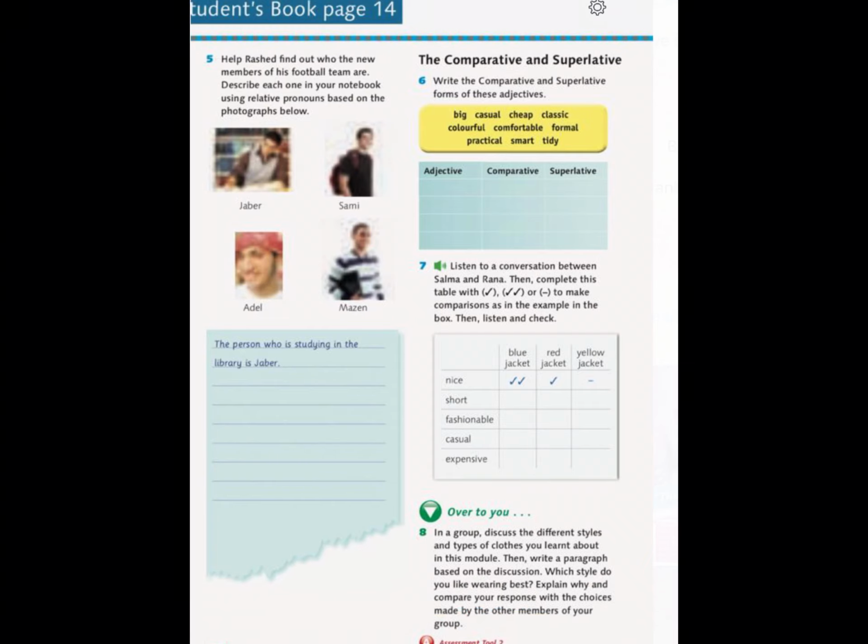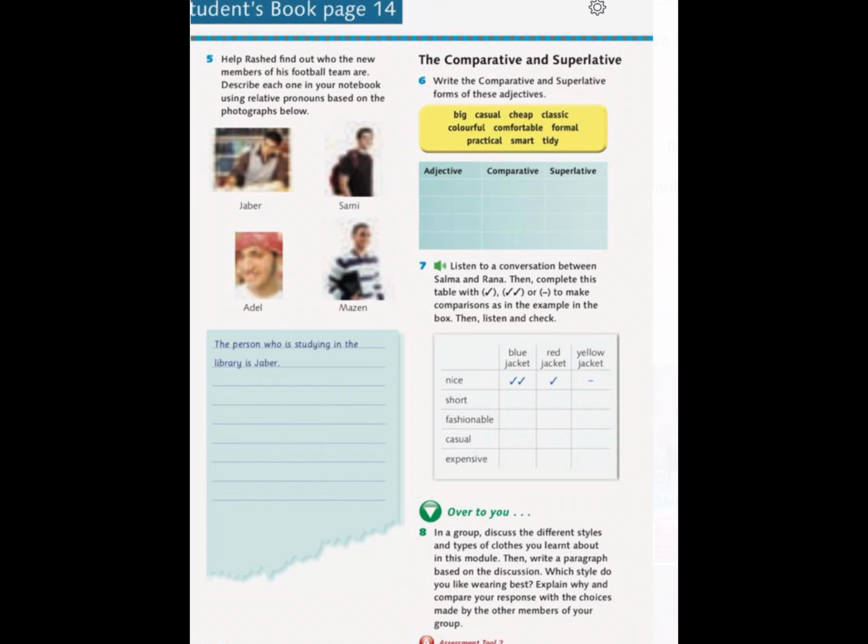Casual becomes more casual than. We cannot say casualer, casualist. No, we say more casual than. And for the superlative, it becomes the most casual. يعني كتير عادي. Cheap. Cheap, we can add an ER. Cheap is also one syllable, so we can add an ER. So we say cheaper than. For the superlative, it becomes the cheapest. The cheapest. يعني كتير رخيص.